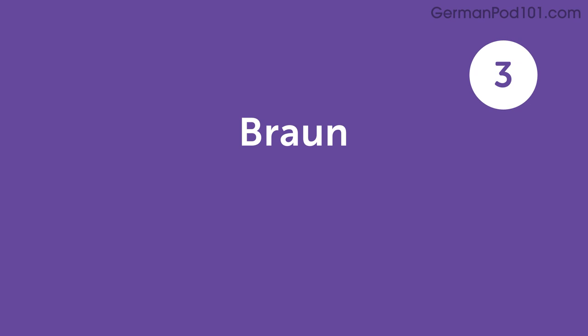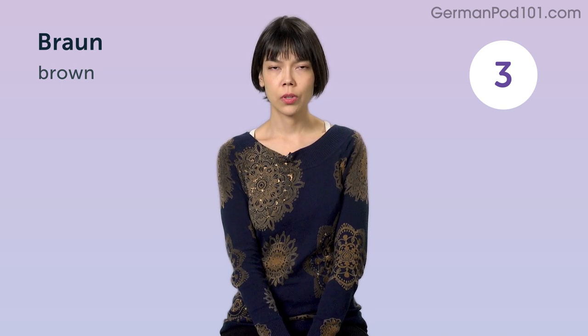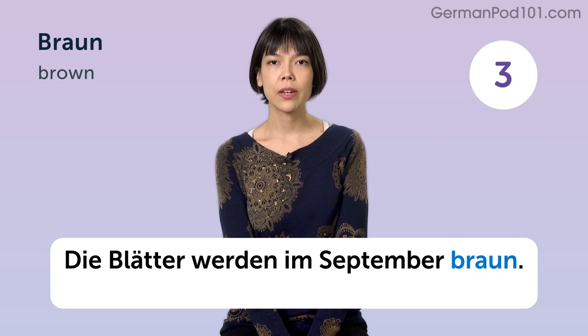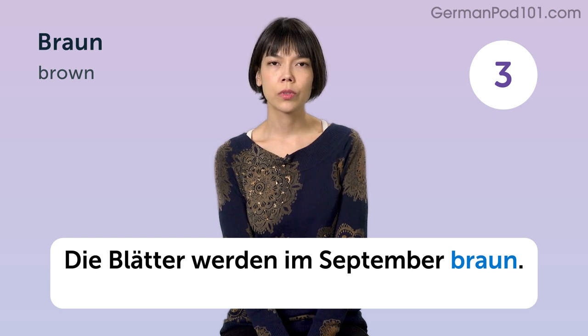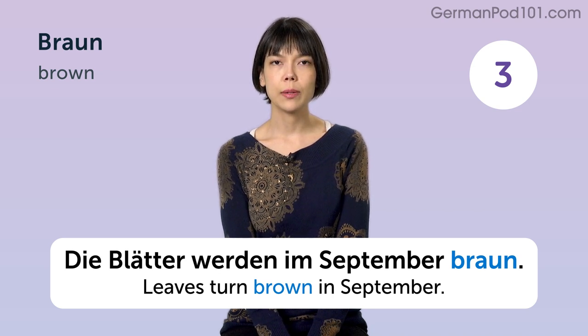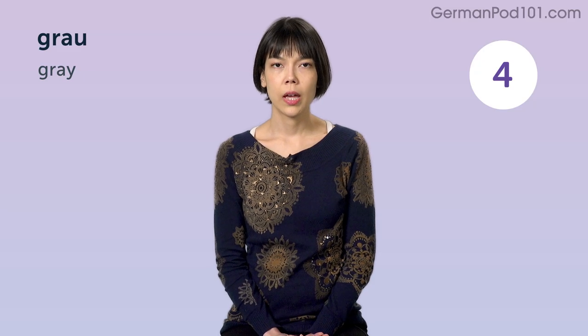Braun. Brown. Die Blätter werden im September braun. Leaves turn brown in September. Grau. Gray.